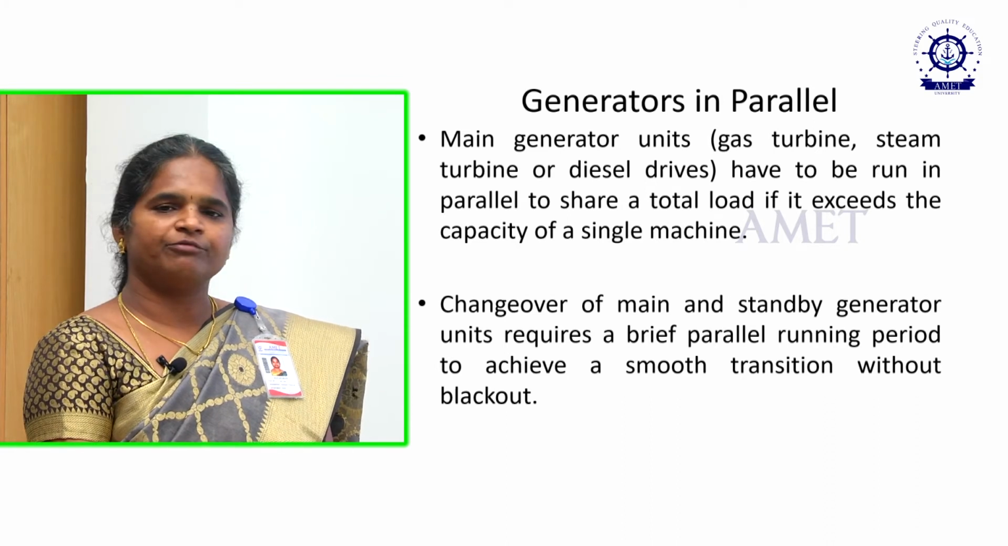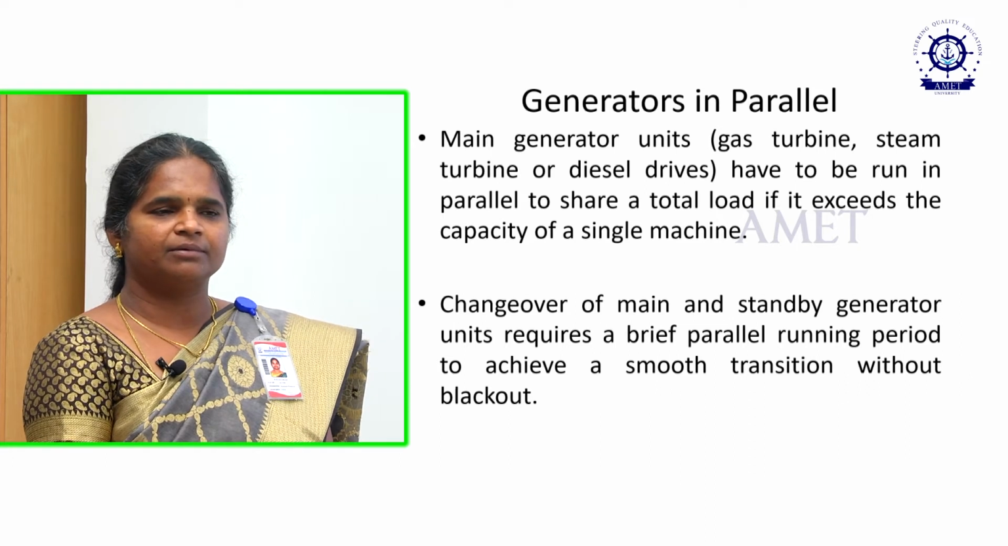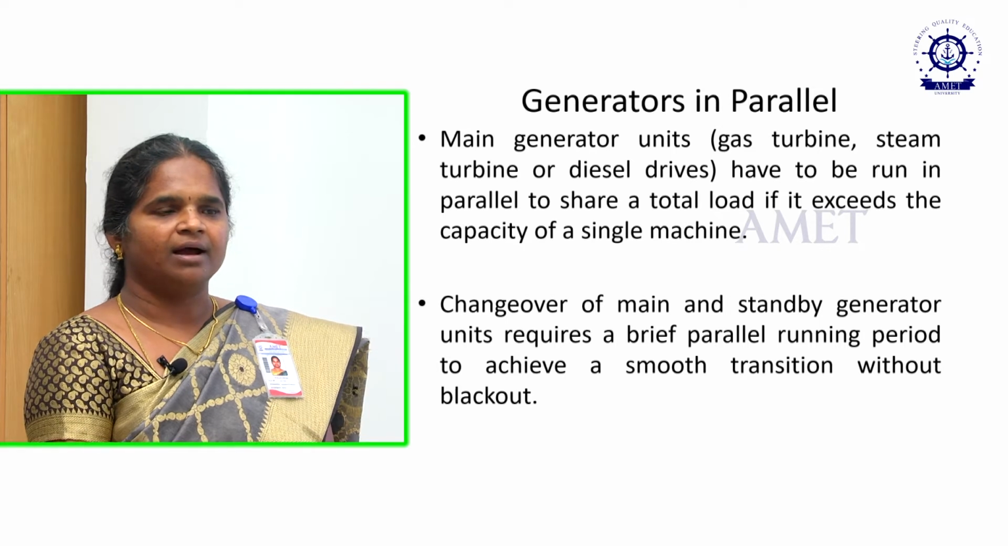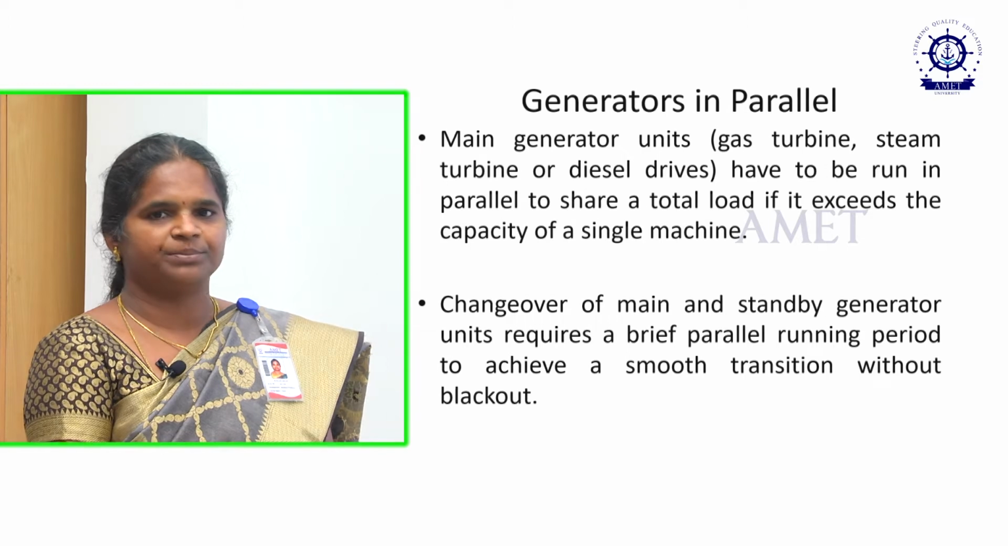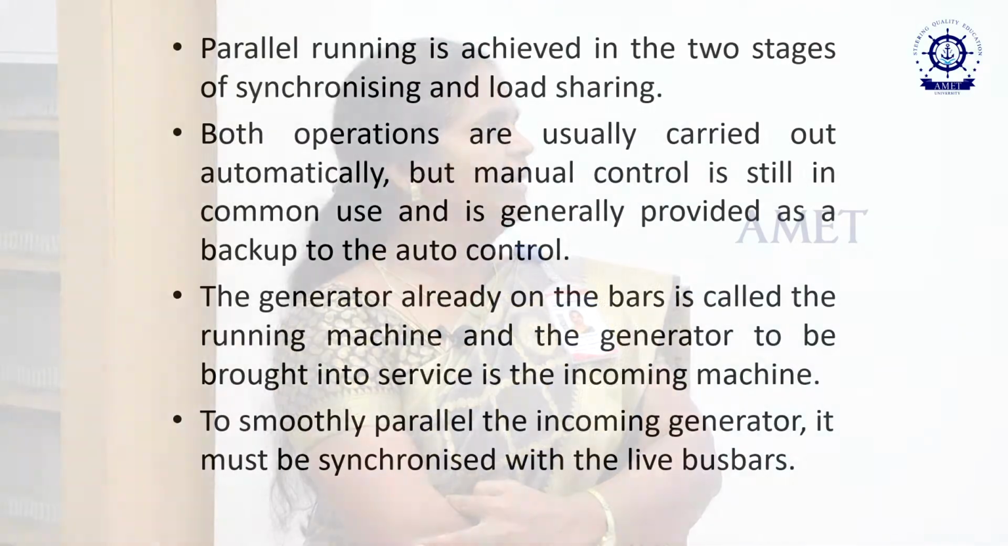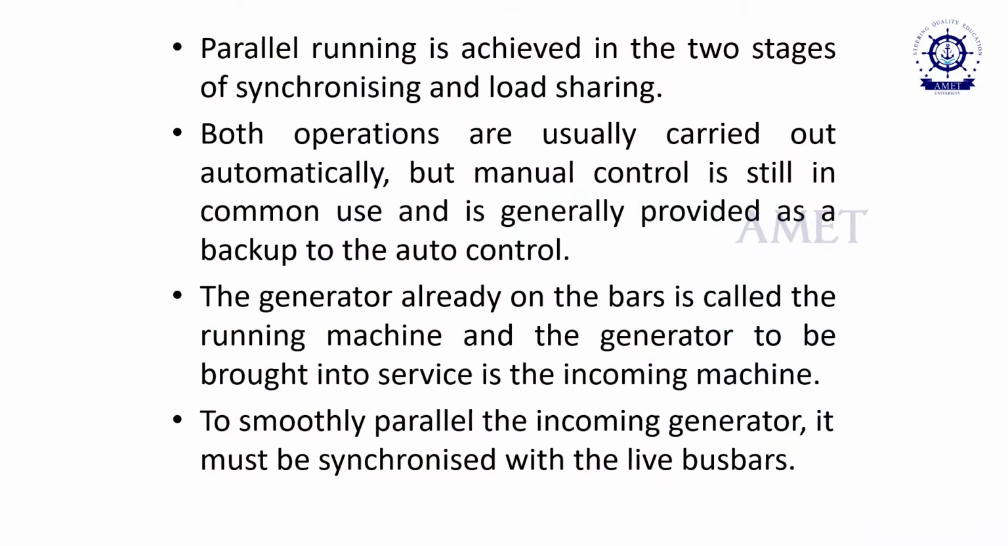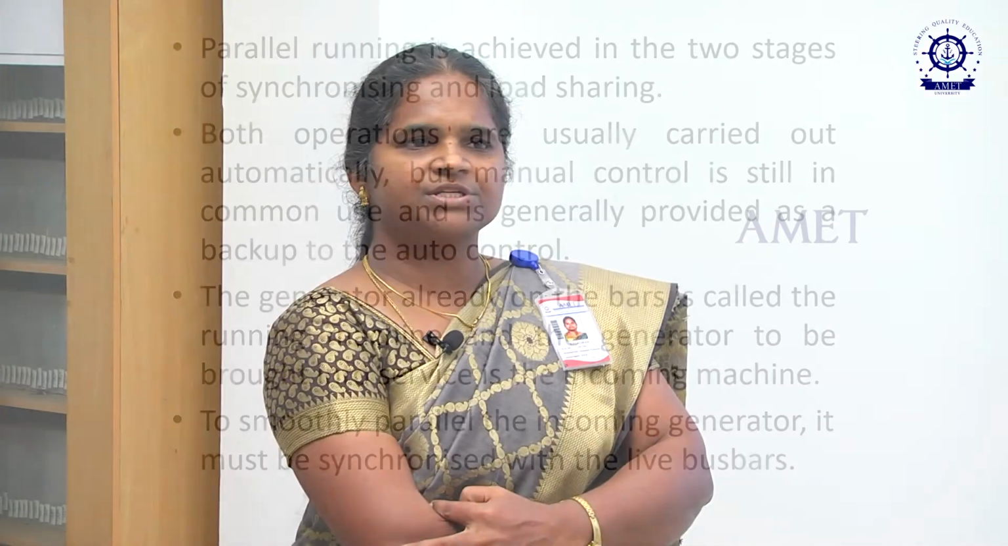Usually the changeover is done with the help of a circuit breaker. So both the generators can be connected in parallel and run in parallel to share the load of the ship. This parallel operation or parallel running is achieved in 2 stages: synchronizing and load sharing. The main purpose of this parallel operation is the load sharing available in the ship. Both operations are usually carried out automatically, but manual control is also available in the ship.